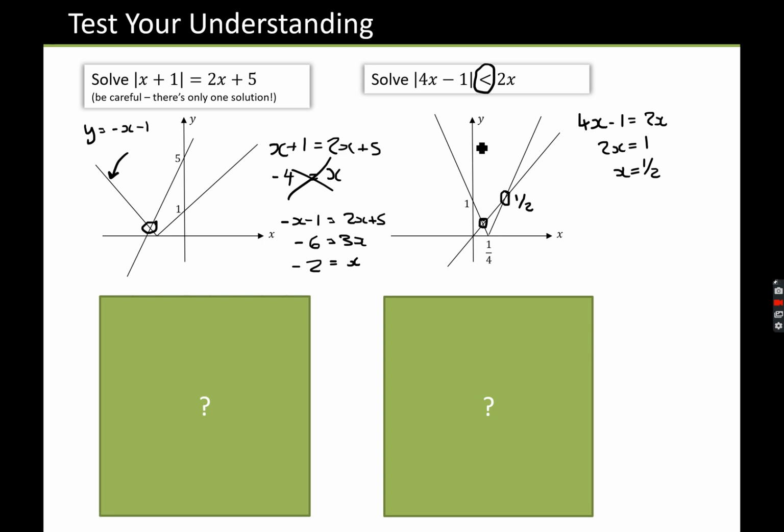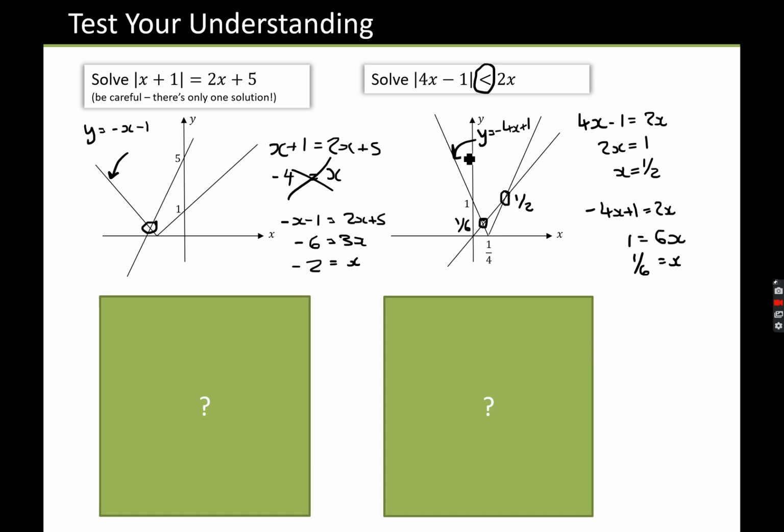Need to find the equation of the second part of this modulus line. So we're going to negate both parts. Y is minus 4x plus 1. So we'll have minus 4x plus 1 equals 2x. So I'll end up with 6x equaling 1. So x is going to equal a sixth, which again makes total sense with where that intersection point is.